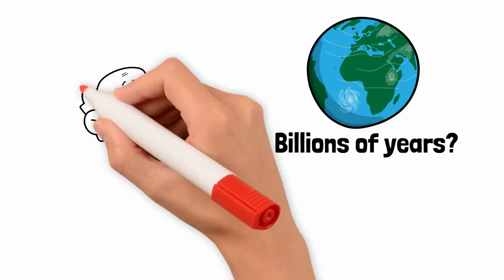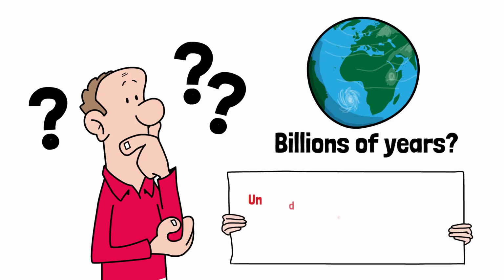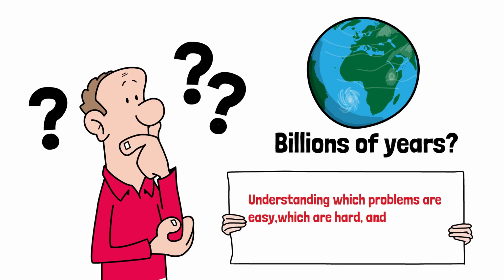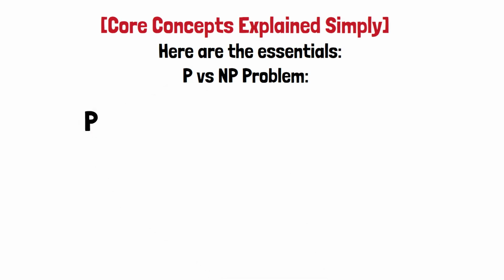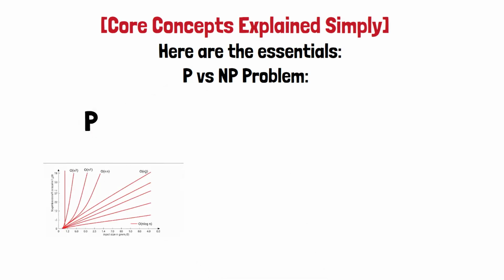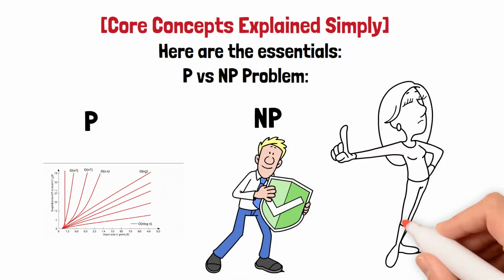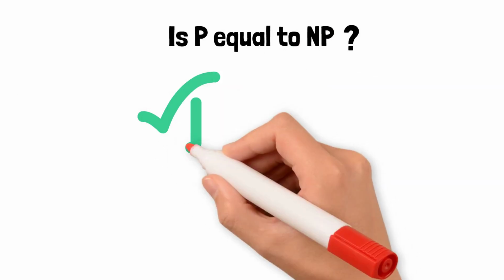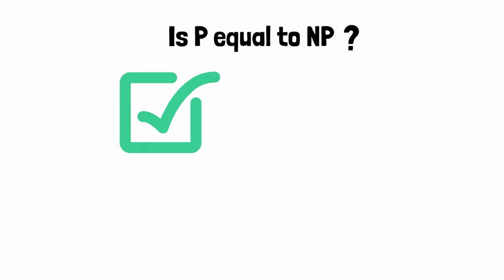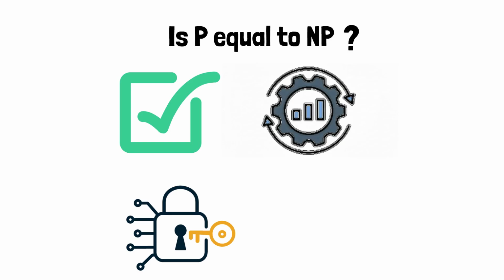This is the heart of algorithmic complexity, understanding which problems are easy, which are hard, and which might be impossible to solve efficiently. Core concepts explained simply. Here are the essentials. P versus NP problem. Problems in class P can be solved efficiently in polynomial time. Problems in class NP can be verified quickly, but not necessarily solved quickly. The million-dollar question: is P equal to NP? If true, countless hard problems could suddenly become solvable, with huge consequences for cryptography, optimization, and AI.